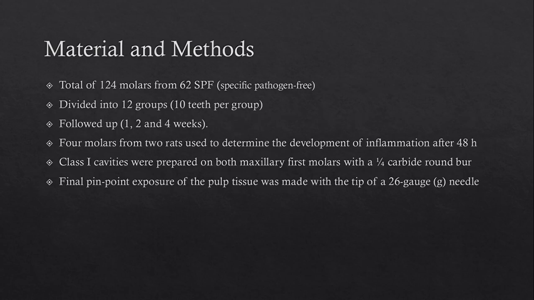For materials and methods, a total of 124 molars from 62 specific pathogen-free rats were divided into 12 groups, 10 teeth per group, and followed up at 1, 2, and 4 weeks. 4 molars from 2 rats were used to determine the development of inflammation after 48 hours. Class 1 cavities were prepared on both maxillary first molars, and fine pinpoint exposure of the pulp tissue was made with the tip of a 26 gauge needle.